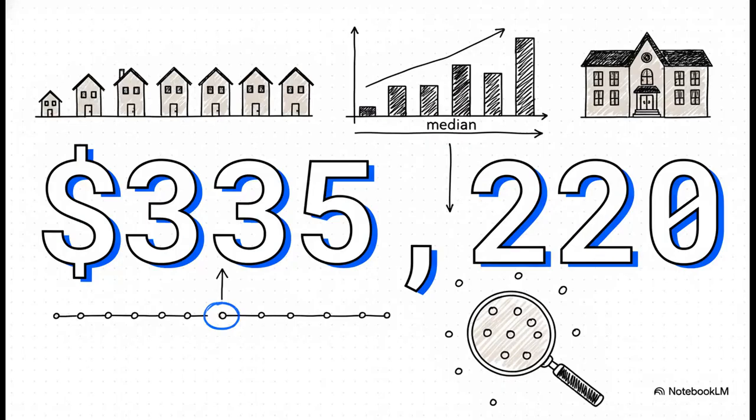So let's try this with our house prices. We line it all up, we find the middle, and we get $335,220. Now that sounds way more like a typical price for this neighborhood, doesn't it? It gives us a much more honest picture because it wasn't dragged way up by that one mansion.